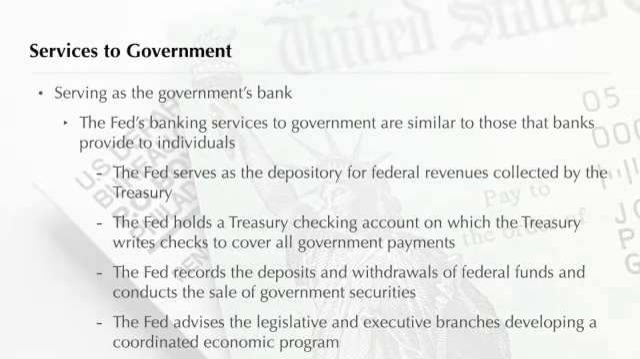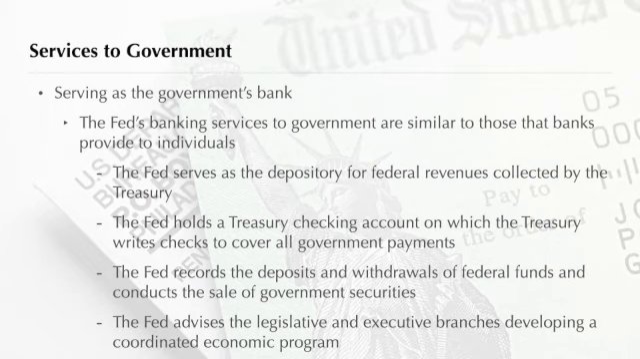If the Treasury Department is the government's banker, then the Fed is the government's bank. That is, the Fed's banking services to government are similar to those that banks provide to individuals. How does the Federal Reserve act as the government's bank? First, the Fed serves as the depository for federal revenues. Government funds are deposited in Federal Reserve banks by the Treasury.